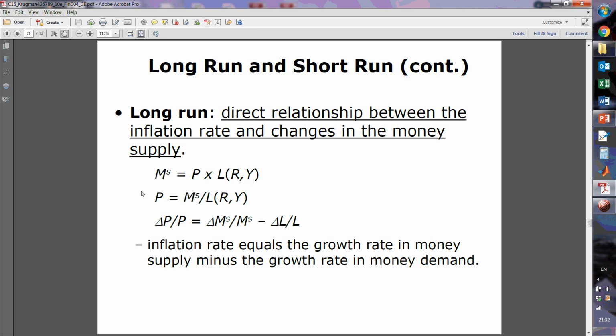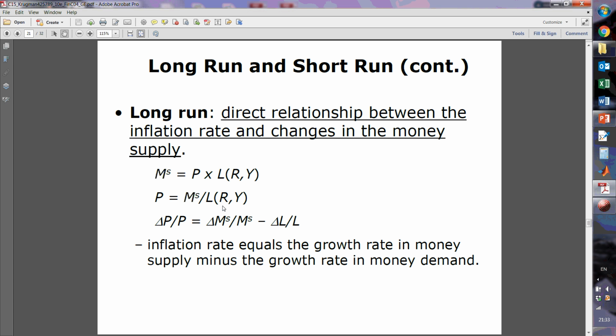So on the left-hand side, if we take a derivative or if we think about percentage changes, we can simply express the equation as percentage change in the price level. And on the right-hand side we have three variables. There's one in the numerator, and that's the money supply, so we'll have a percentage change in the money supply, and two are in the denominator.